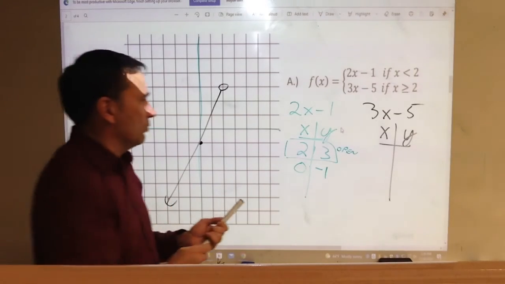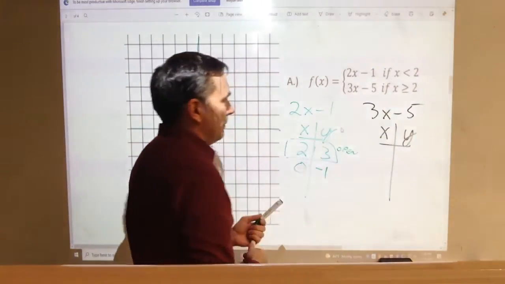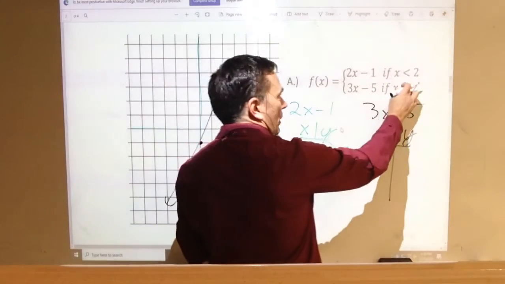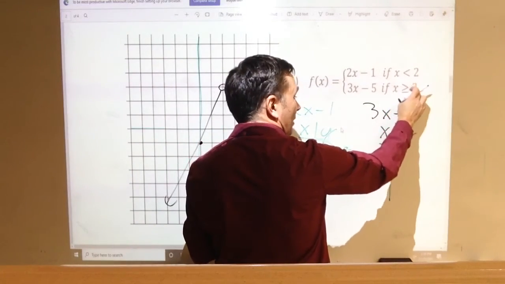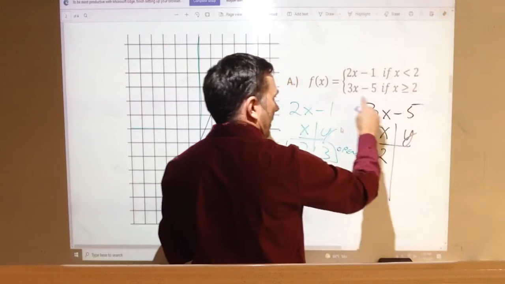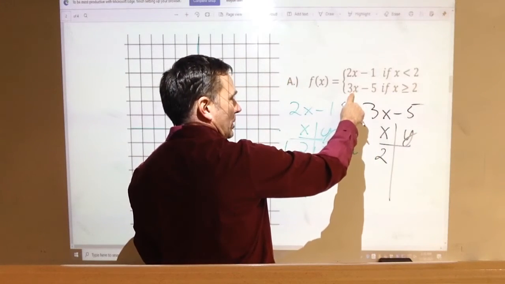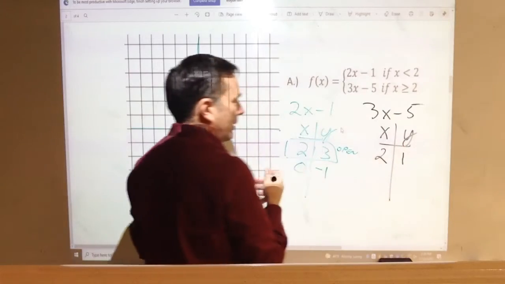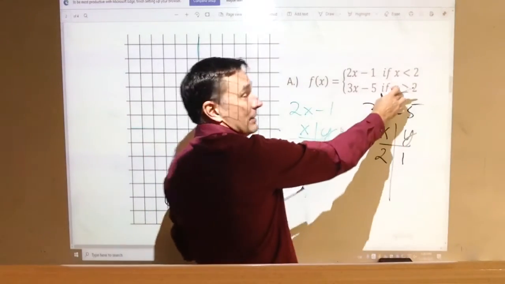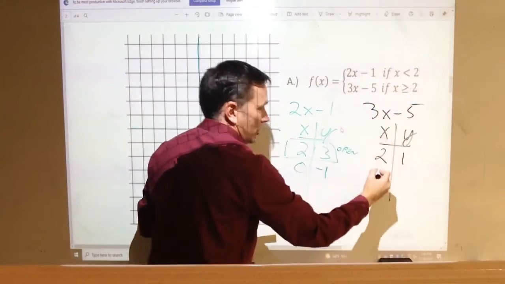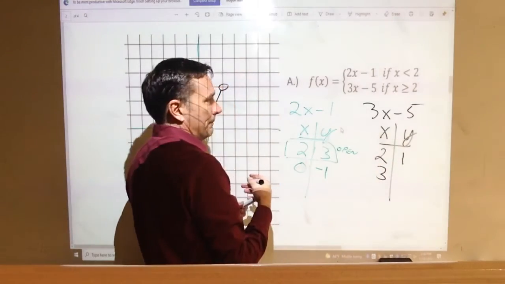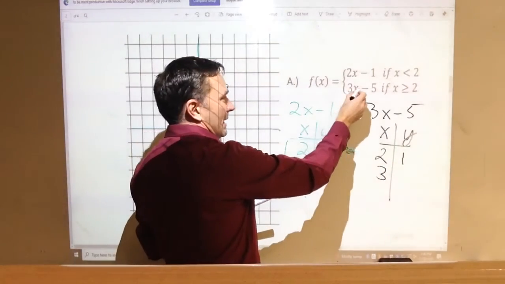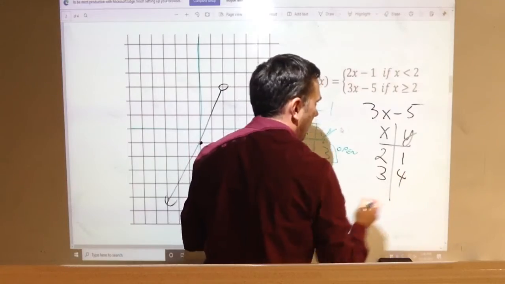I have to do that with my other graph as well. Again, because this is greater than or equal to 2, I have to start with this 2 as well. If I put 2 in the bottom equation, 3 times 2 is 6, minus 5 is 1. I now want to pick a point that's bigger than 2, so I'm going to pick 3. 3 times 3 is 9, 9 minus 5 is 4.